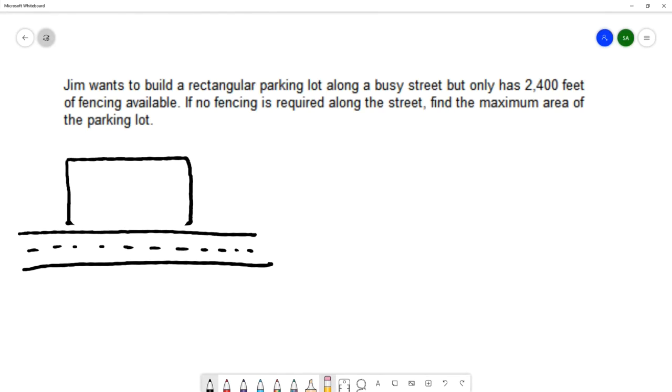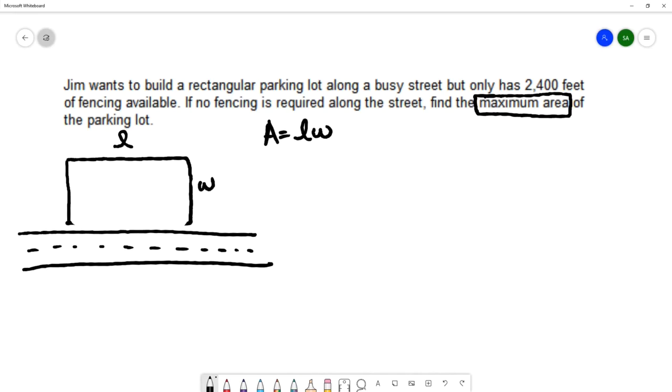So let's label some sides. Let's call this the width of the parking lot. And let's call this the length. And our goal is to find the maximum area. So we need something to represent the area of that parking lot. The area of the parking lot will be length times width.